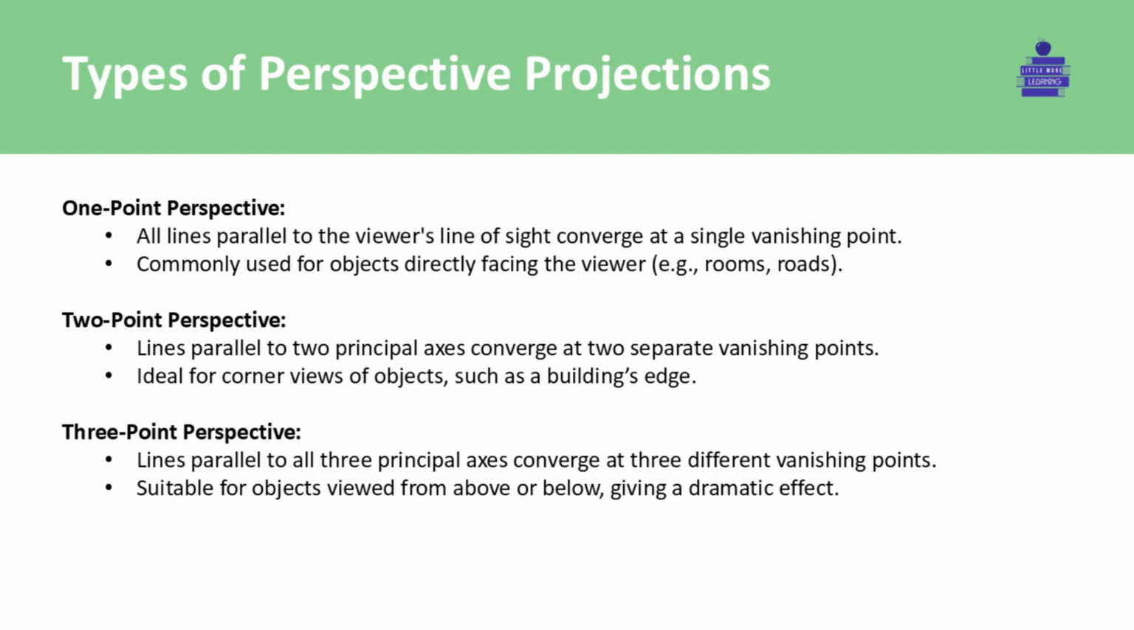Finally, there's three-point perspective. This is what you'd see if you were looking up at a skyscraper from street level or down at a city from a helicopter. All lines converge at three different points, creating a dramatic, dynamic view that can make objects appear monumental or diminutive depending on your viewpoint.